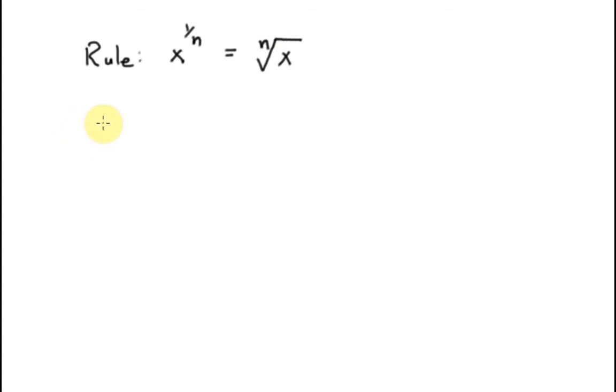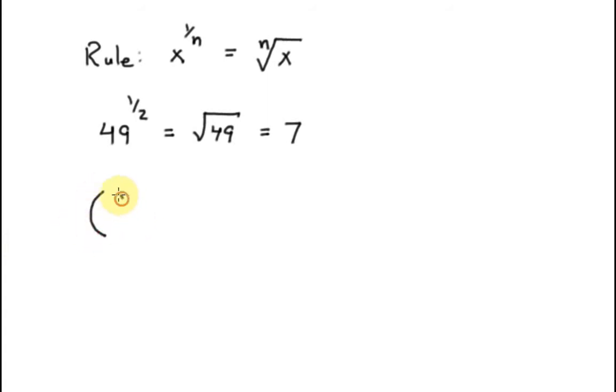So let's do some examples, see if we can work them out. And this would be done without a calculator. 49 to the 1/2, that's like saying the square root of 49. And the square root of 49 is 7. And that's the answer. Next example.